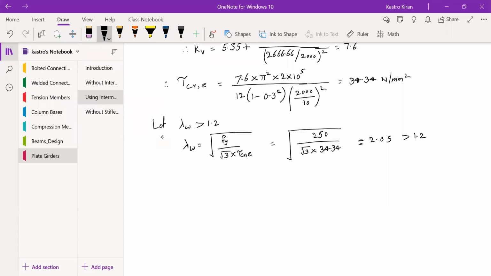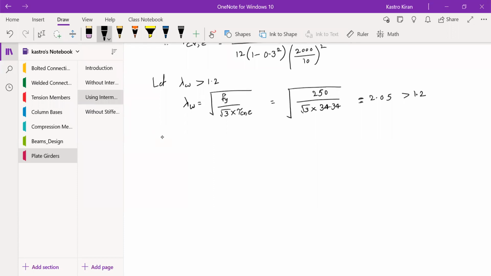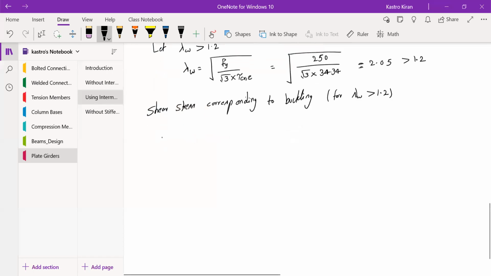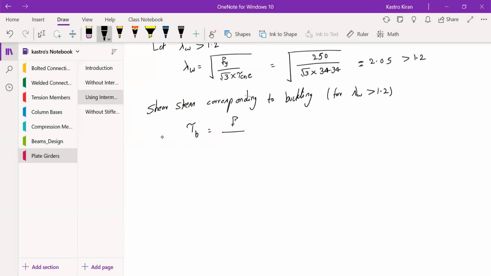When lambda W is greater than 1.2, the shear stress corresponding to buckling is given by tau B equals Fy by root 3 into lambda W square. The value of Fy is 250 by root 3 into lambda W square, which is 2.05 square. If you solve this, the value of tau B, the shear stress corresponding to buckling, is obtained as 34.345 newtons per mm square.